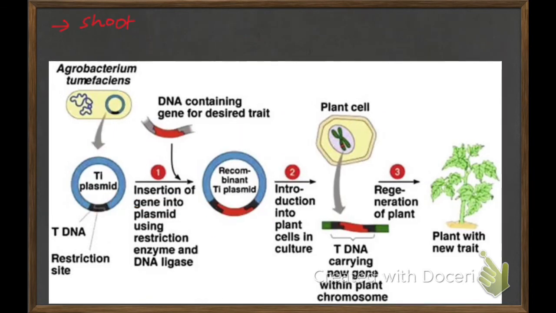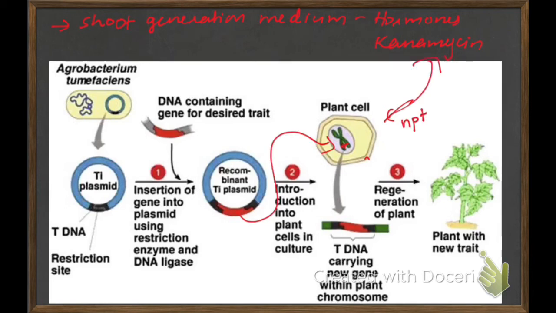Now the plants are transferred onto shoot generation medium. In this medium, we add the hormones for shoot generation as well as kanamycin. We add kanamycin so that only those cells to which our gene is incorporated can grow in the medium of kanamycin. We have incorporated a gene, NPT2, that will have kanamycin resistant property. Along with this, we add another bacteriostatic agent, that is cefotaxime.